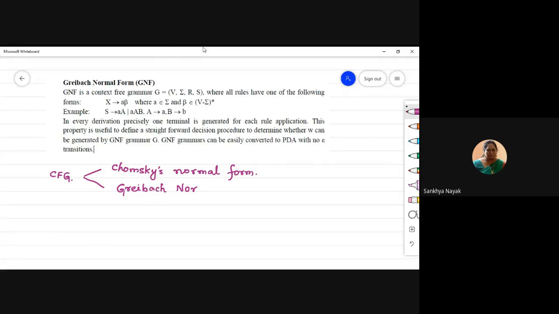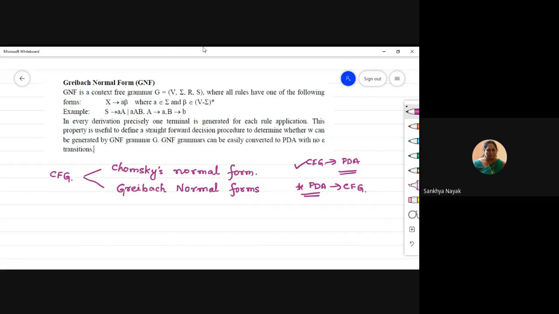Now, why I'm talking about Greibach normal form is because I told you the fourth module begins with CFL and decision properties. And when we go there, we will require the conversion from CFG to PDA and PDA back to the grammar, right? Which we did in the last class. We did CFG to PDA, and we have to do PDA to CFG.